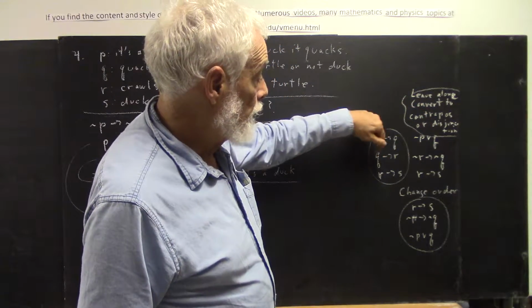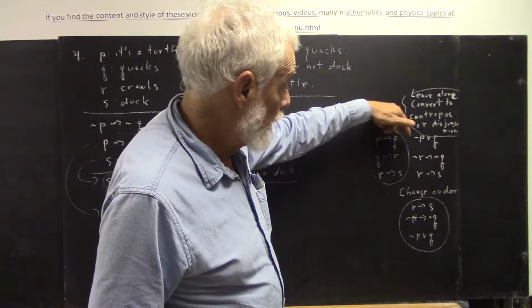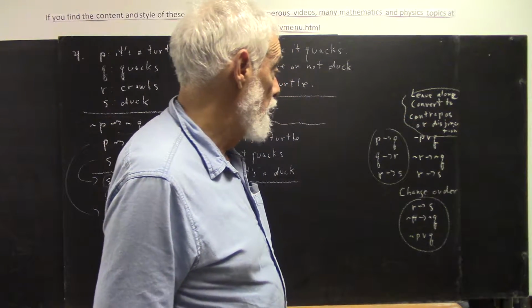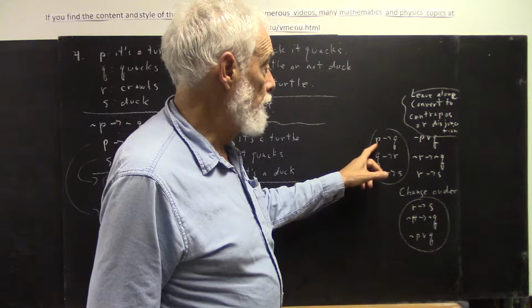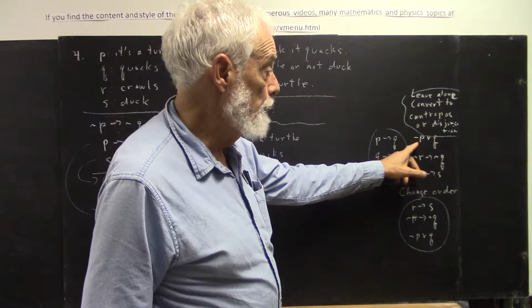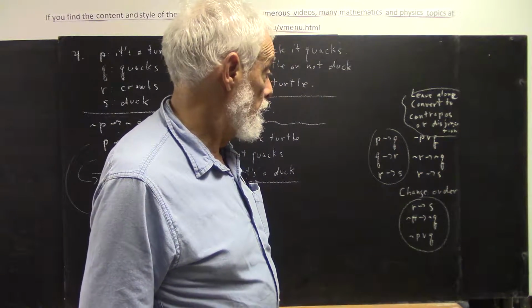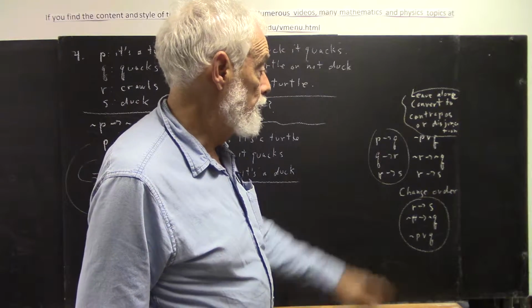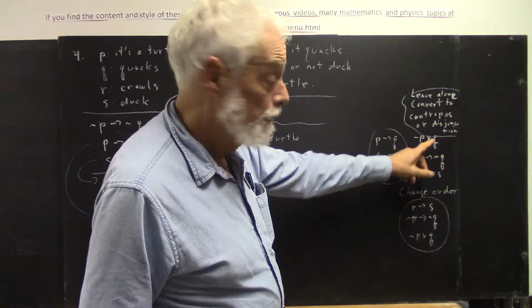Okay, the contrapositive of if Q then R is if not R then not Q. A disjunction equivalent to if P then Q is not P or Q. And it's fairly easy to see why this is.